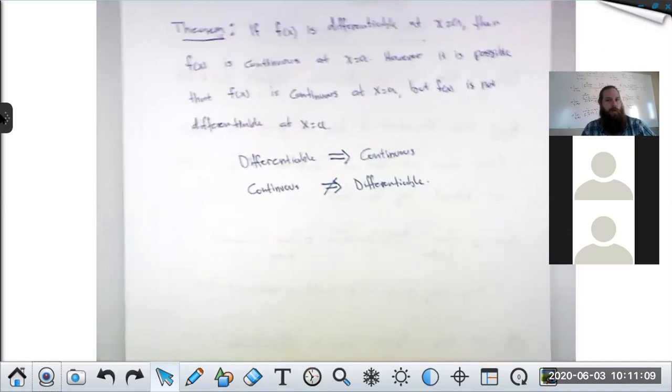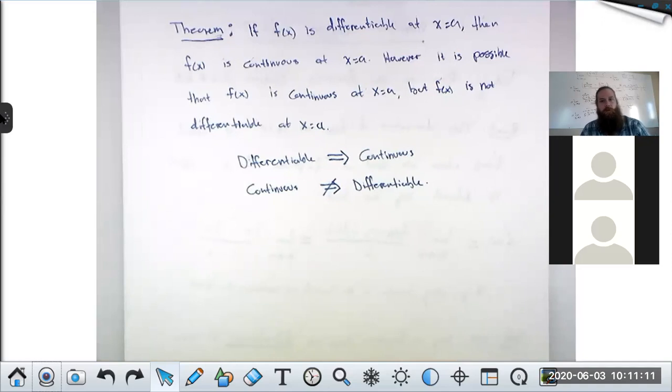And the absolute value function is the perfect example for this theorem. This is an important theorem. There will almost certainly be a question on your first exam that measures how well you understand this idea.